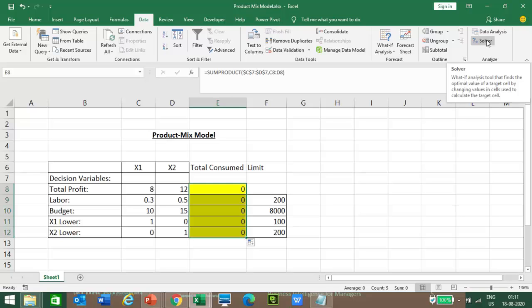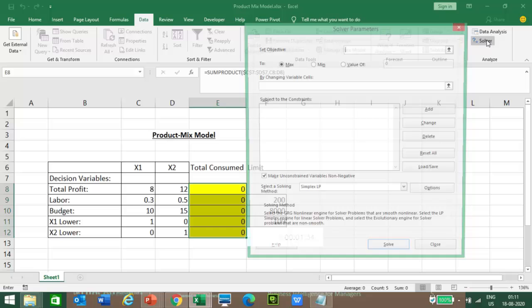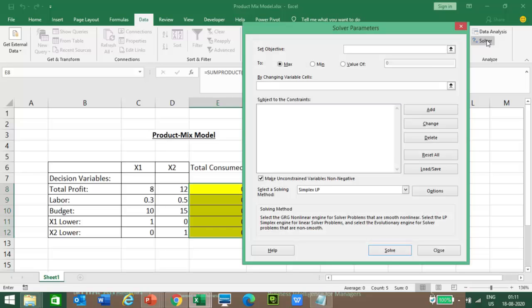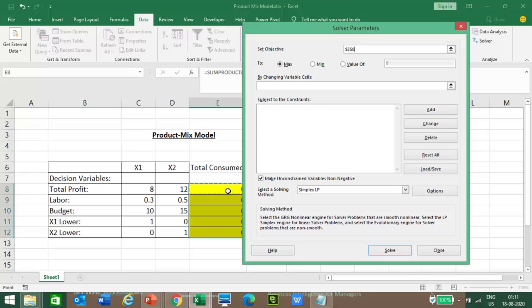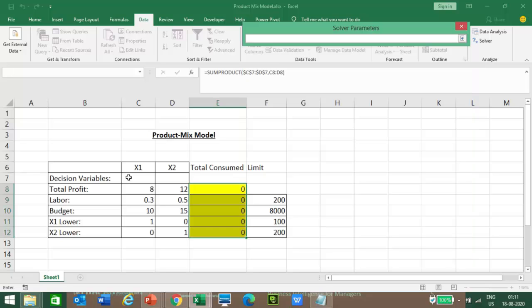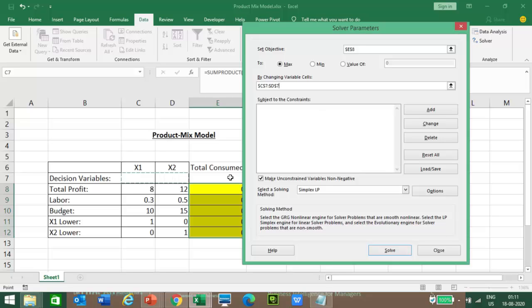Now let's set up the Solver, which is based on the linear programming models existing at the back end for all its calculations and computations. Objective is the profit function. We need to maximize this by changing variable cells. So the decision variables X1 and X2, the quantities, these are the changing variable cells.